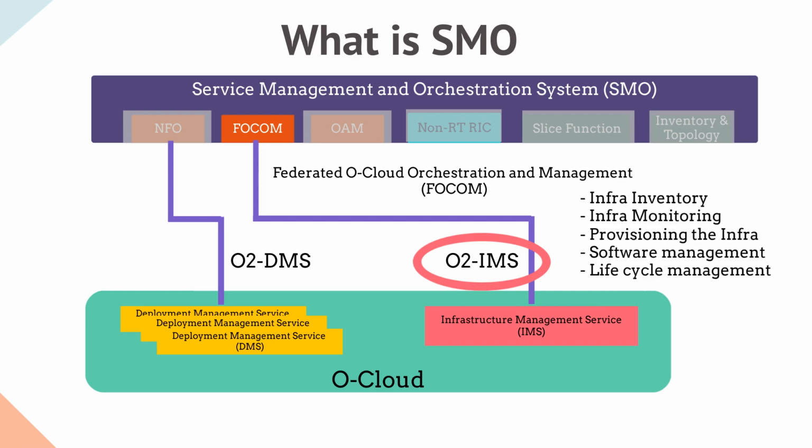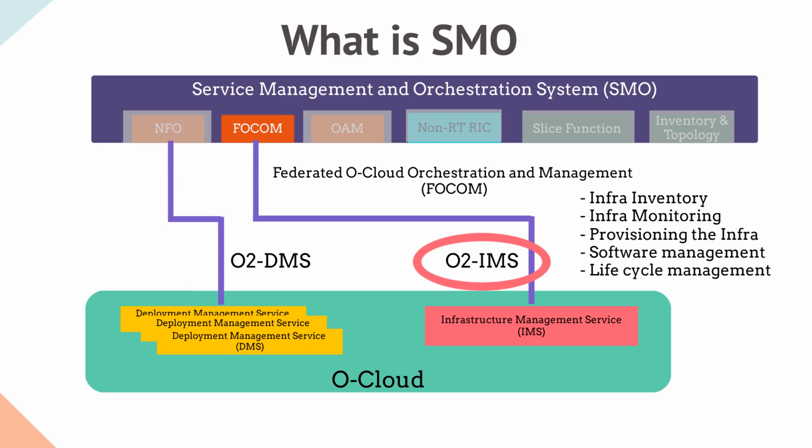Maintaining the cloud infrastructure data in the SMO inventory. Monitoring the infrastructure. Provisioning the infrastructure, for example creation of a cloud instance and installation of the cloud layer. Infrastructure software management. And complete infrastructure lifecycle management. For example, a very simple use case: if a new cloud instance is to be created, then FOCOM will initiate that process by talking to IMS over the O2 IMS interface.